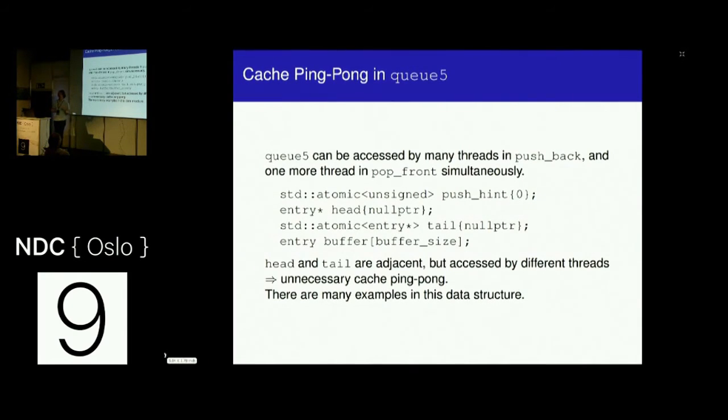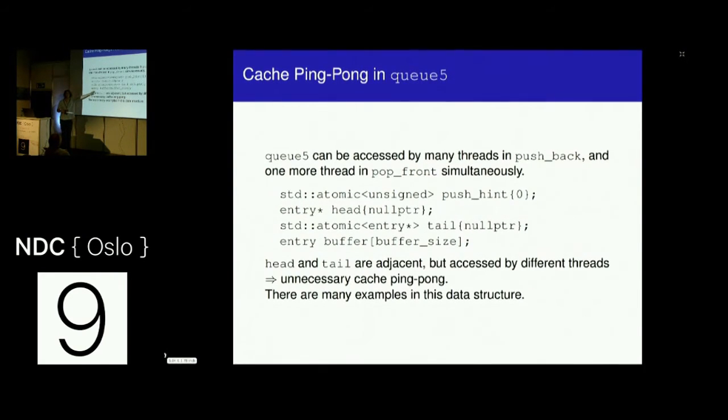Now, the head and tail are right next to each other here, so they're probably on the same cache line, but they're accessed by different threads. So even though accesses to head and tail are not going to race in any way because they're accessed by separate threads, it's going to shuttle the cache line back and forth. The pushing threads are going to be updating tail, and the popping threads are going to be updating head, but the cache line's shuttling back and forth. And there's quite a few potential places in this data structure that could be.